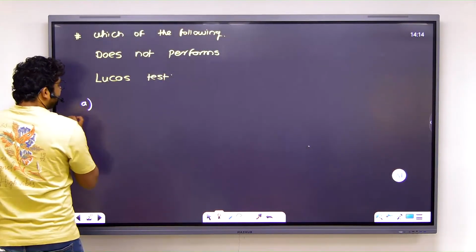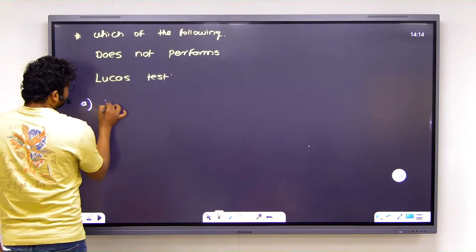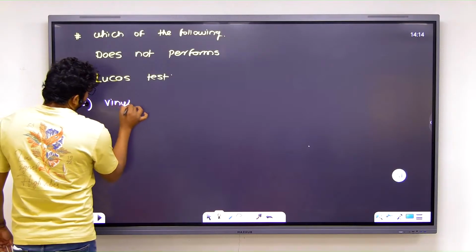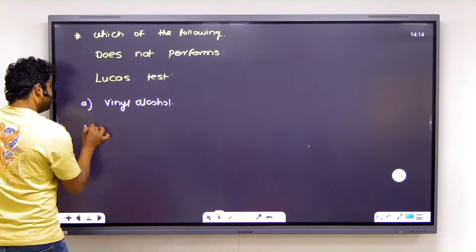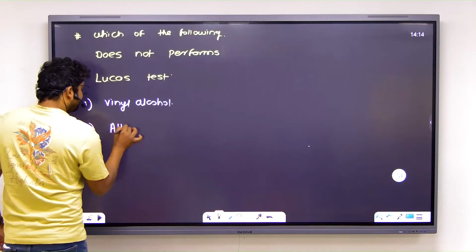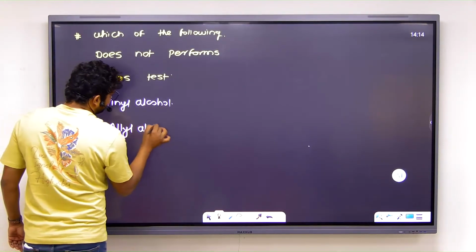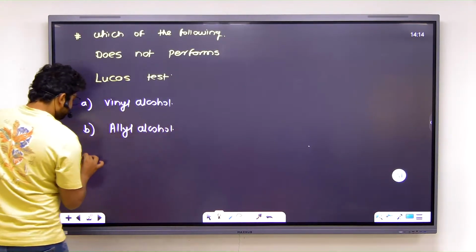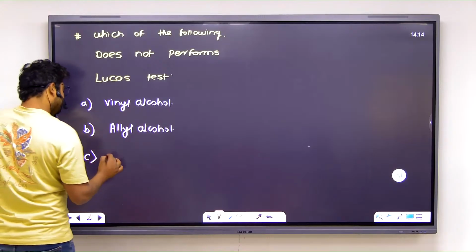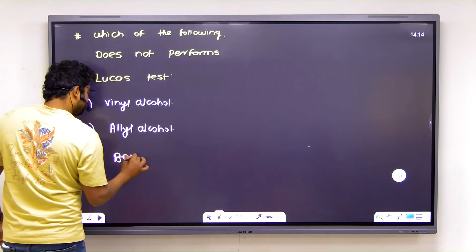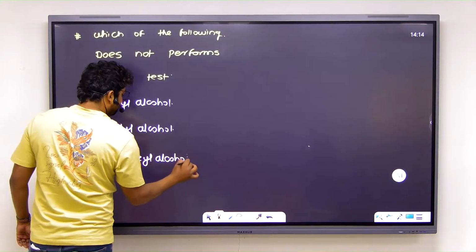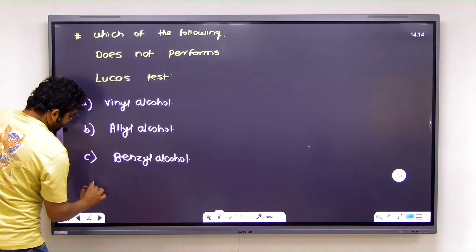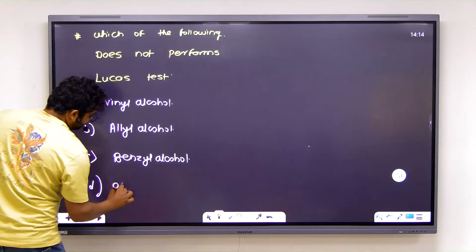We have given the first example, that is vinyl alcohol. Then the B part is allyl alcohol. The C part is benzyl alcohol. And the D part is called phenol.